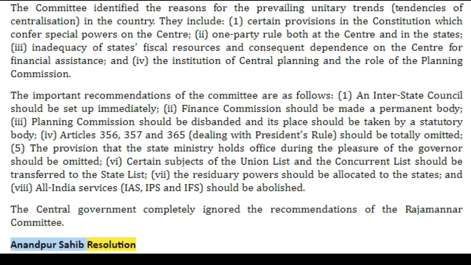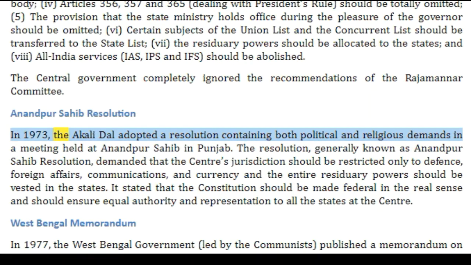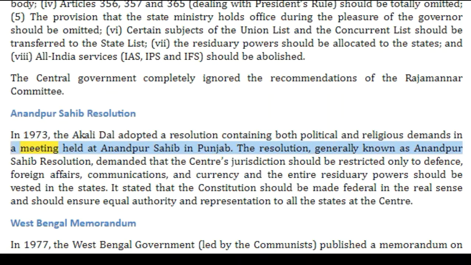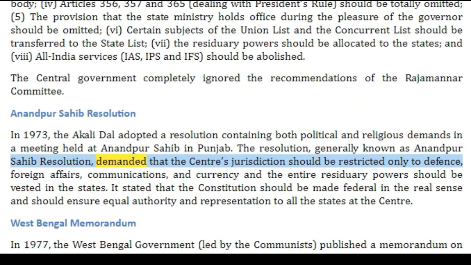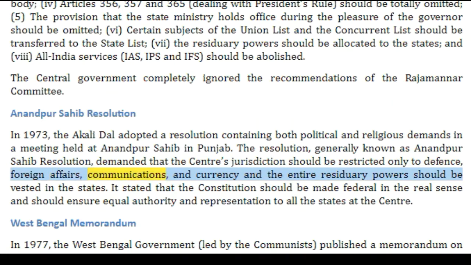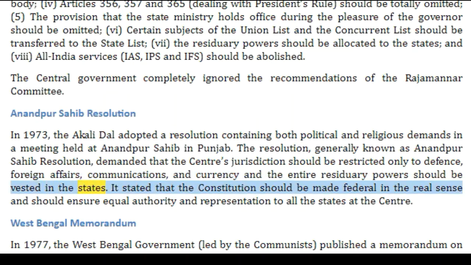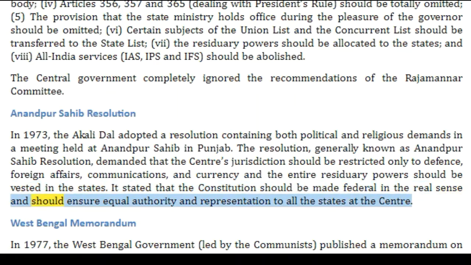Anandpur Sahib Resolution. In 1973, the Akali Dal adopted a resolution containing both political and religious demands in a meeting held at Anandpur Sahib in Punjab. The resolution, generally known as Anandpur Sahib Resolution, demanded that the center's jurisdiction should be restricted only to defense, foreign affairs, communications, and currency, and the entire residuary powers should be vested in the states. It stated that the constitution should be made federal in the real sense and should ensure equal authority and representation to all the states at the center.